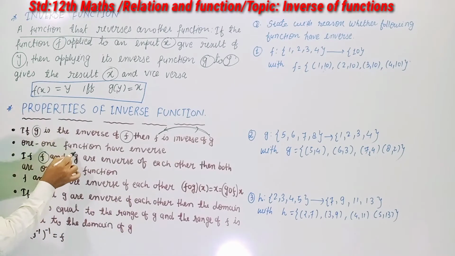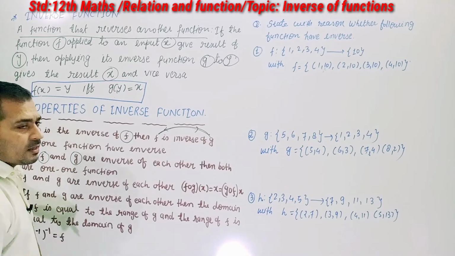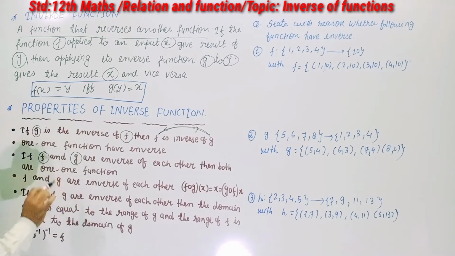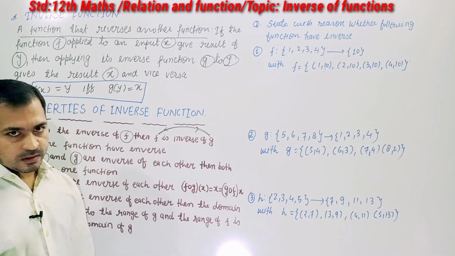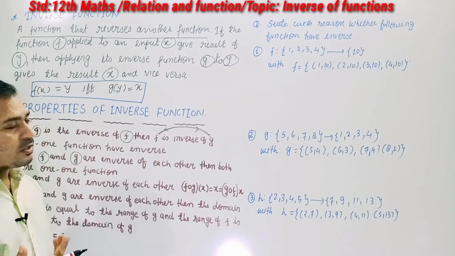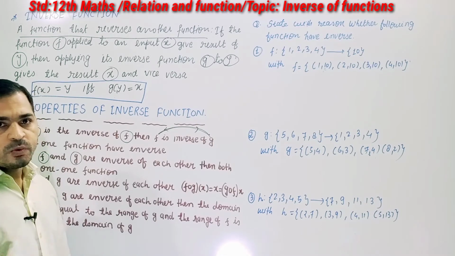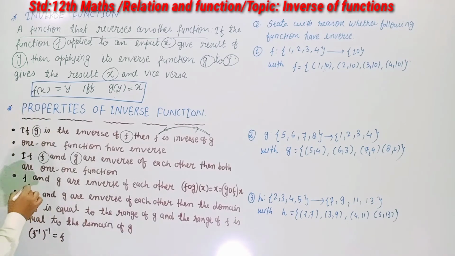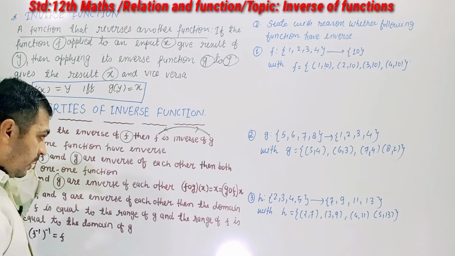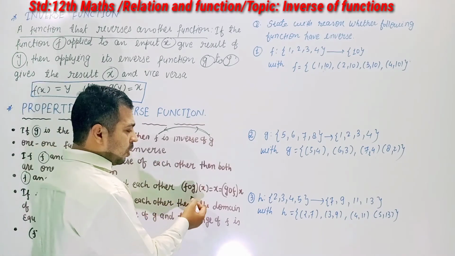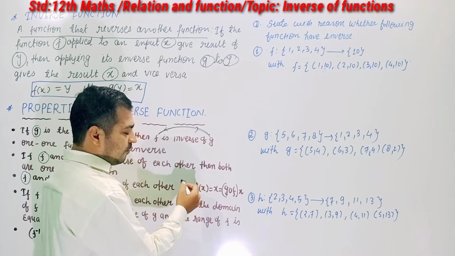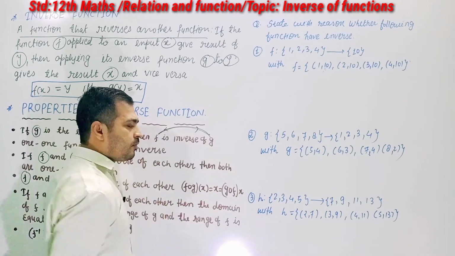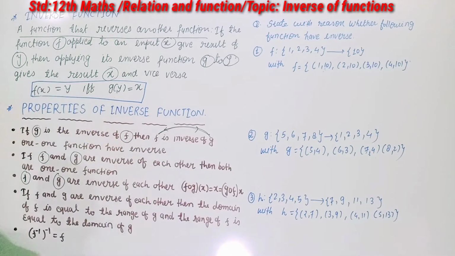If f and g are inverse of each other, then both are one-one functions, right students? If two functions are inverse to each other, it means those functions are one-one functions. If f and g are inverse to each other, then the compositions of these functions, f of g and g of f, will be equal.